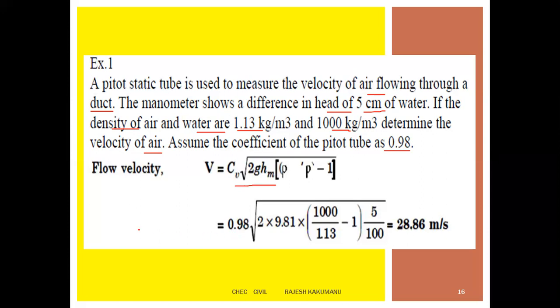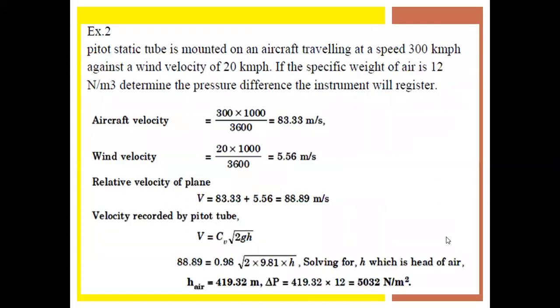By seeing the question, first write the given data. Okay, first write the given data. Next, Cv is the coefficient of the Pitot tube, which we know, 0.98, and 2 into g we know. What is hm? hm is equal to 1000 by 1.13 minus 1, taking the ratio, into 5 by 1000. What is the 5 here? 5 centimeters. Since it is centimeters, we take it by 100 to convert to meters. So after substituting this, we get 28.86.